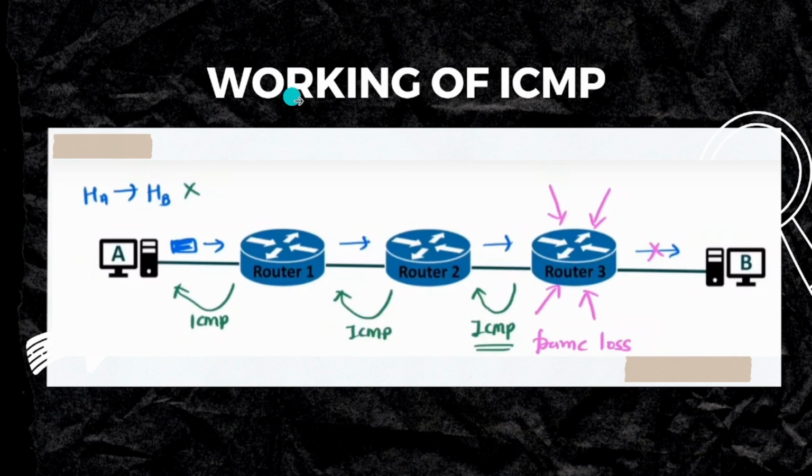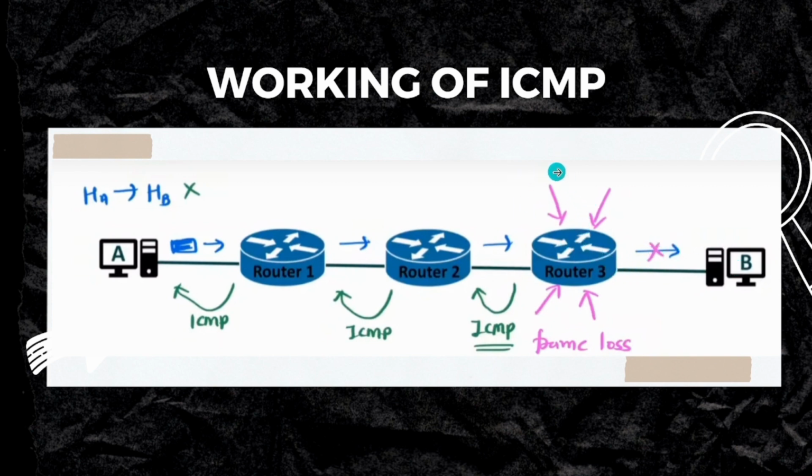Now let's discuss the working of ICMP. Suppose host A wants to send a frame to host B, and it will send it to router 1, then router 1 to router 2, then router 2 to router 3. But router 3 is very busy, and because of congestion there are some frame losses, which will not be indicated to host A, and the lost frame will never reach host B. But that was in the case of Internet Protocol.